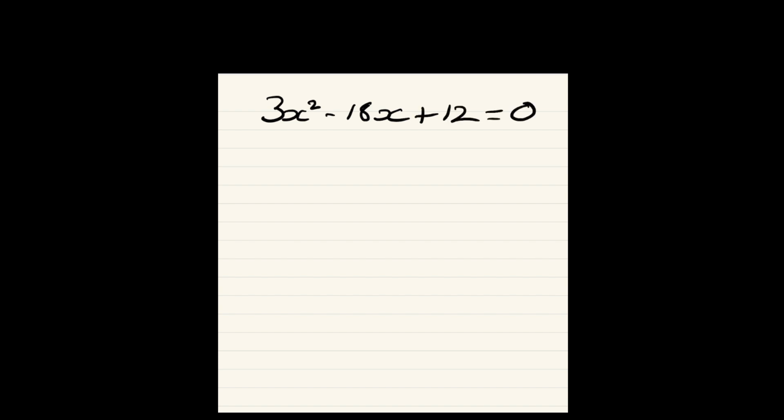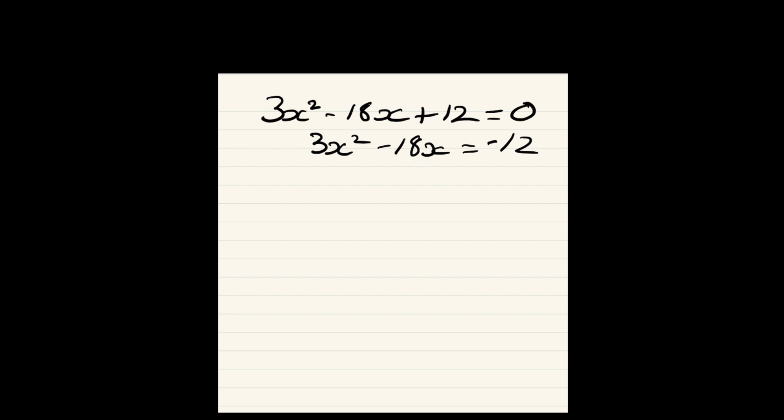So here we go. We've got 3x squared minus 18x plus 12 is equal to 0. I'm going to start off by taking the same steps I've taken so far, which is to remove the constants. So plus 12, we're going to subtract 12 from both sides, okay? So that's how I'm going to start this. There are alternate methods, but this is my preferred way.